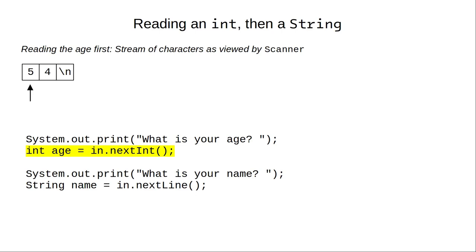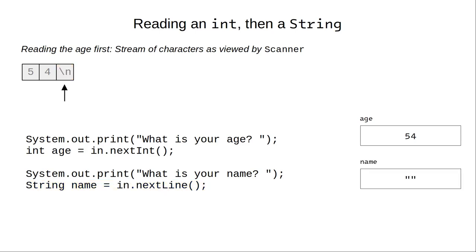Now let's see what happens when we read the integer first. NextInt reads up to but not including the new line, converts it to an integer, and gives it back to us. That new line is still unread, which means that when we call nextLine, it reads everything up to and including that new line and gives back all of it except the new line. That's the empty string. That's why we never had the opportunity to enter the name. There was already a new line waiting to be read.